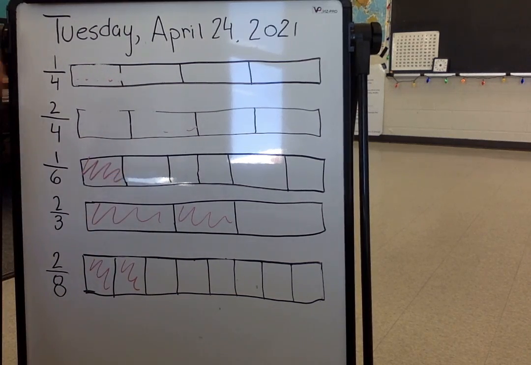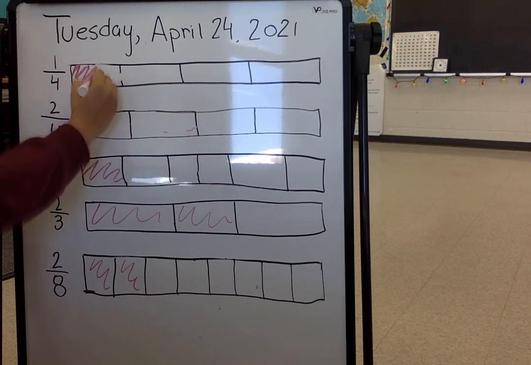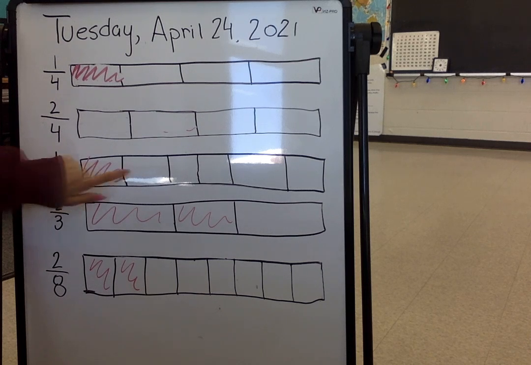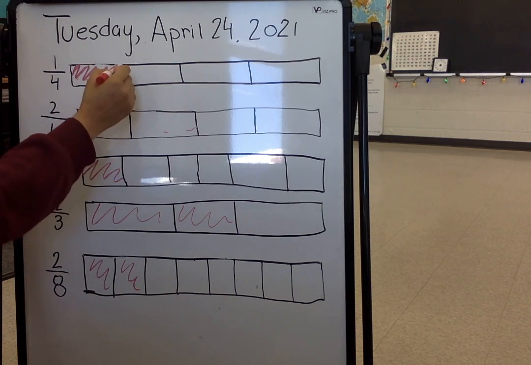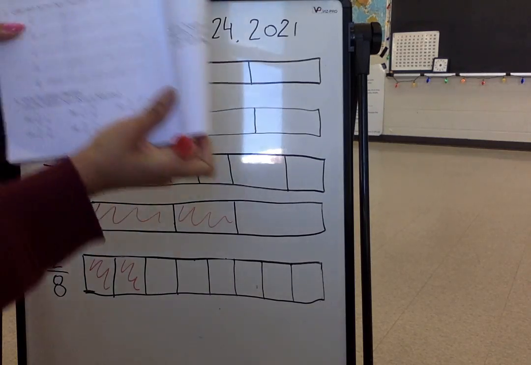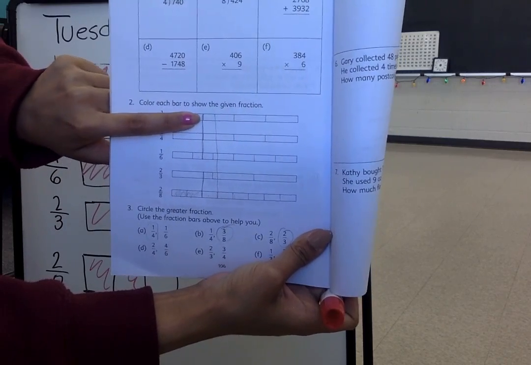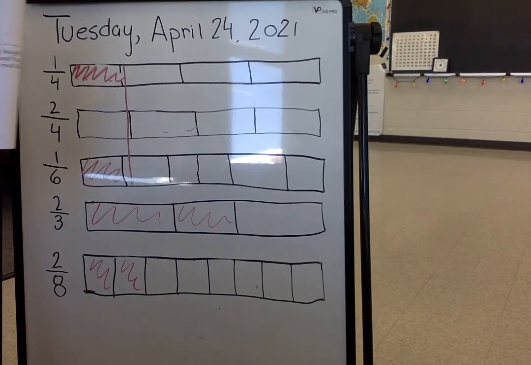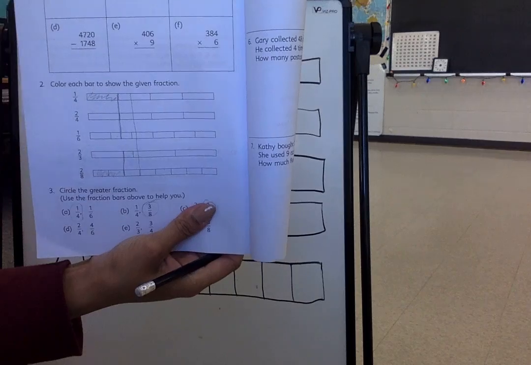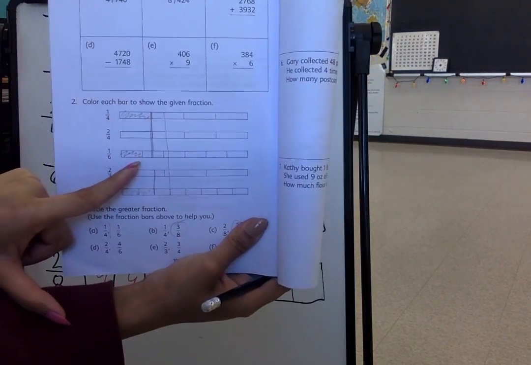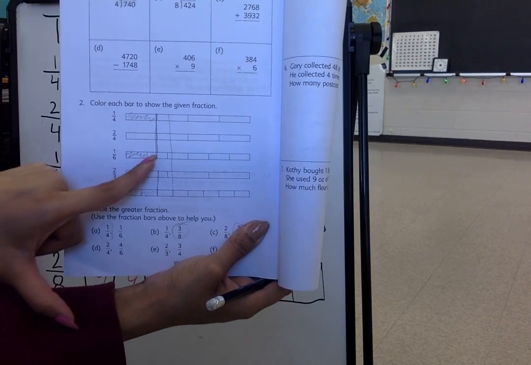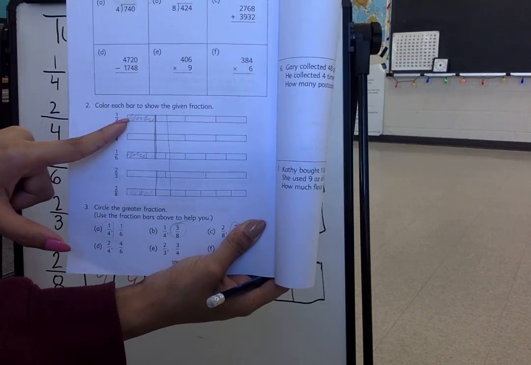So let's color 1 over 6 and 1 over 4. 1 over 4 means 1 out of 4 is colored, and 1 over 6 means 1 out of 6 is colored. Now grade 3, pay attention, and I want you to draw a line right in your book. This is 1 over 4. I colored 1 bar, and then I go all the way down to 1 over 6. Which one's bigger? 1 over 6 has a little bit left over that's not colored, and this is one big chunk of 1 over 4.